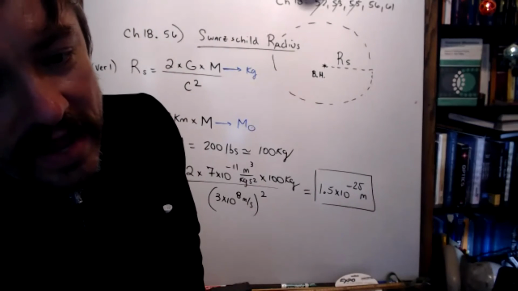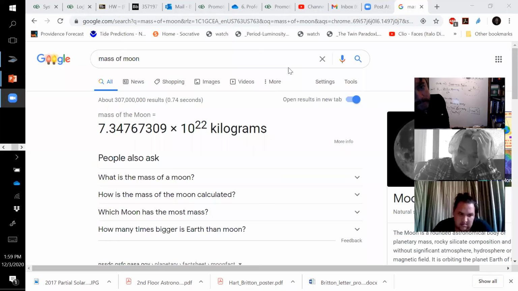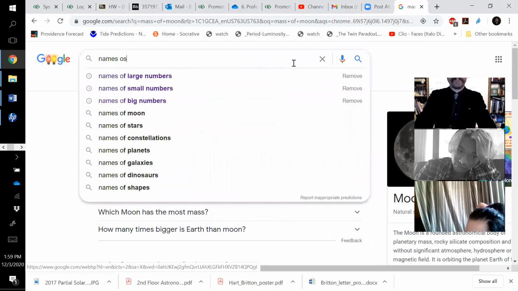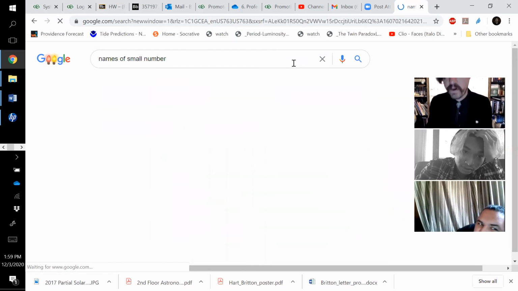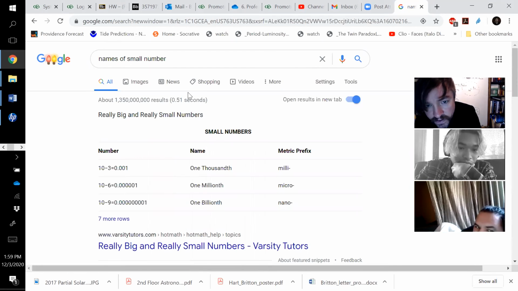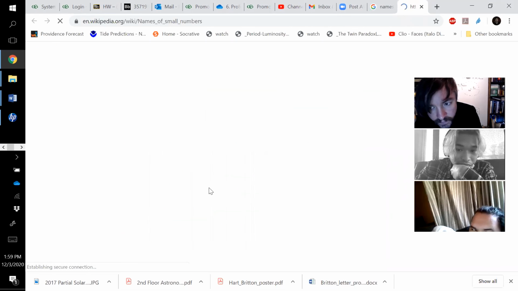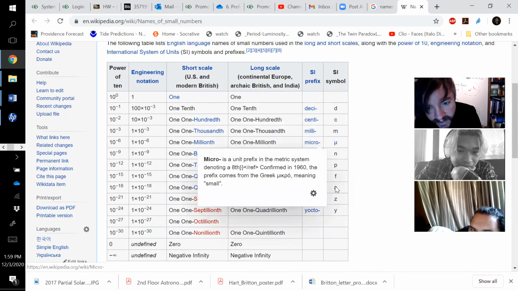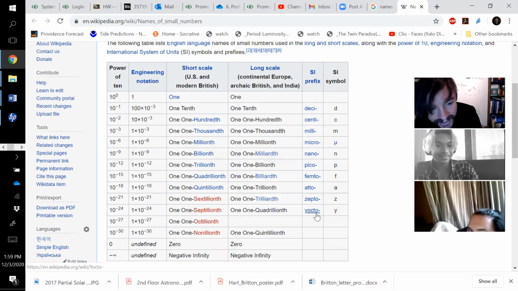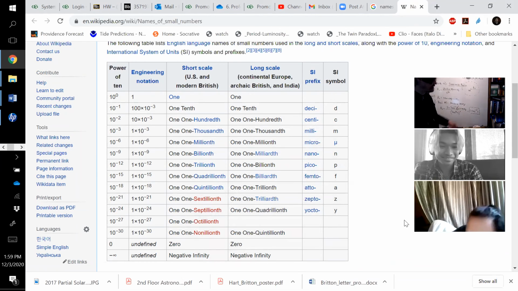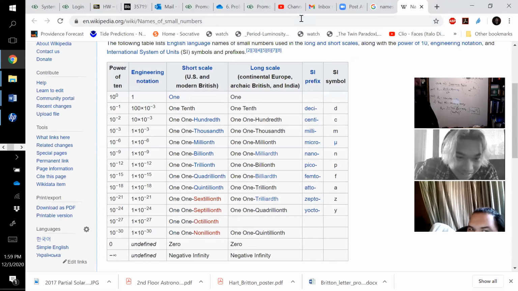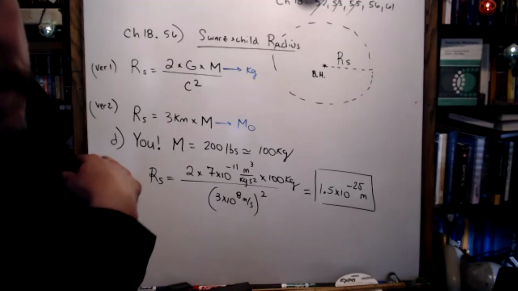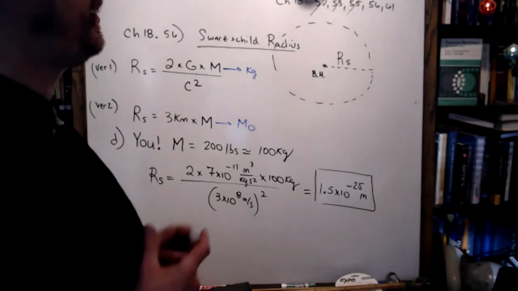Millimeters. Nano? Negative 25. Nano is 10 to the minus 9. So even smaller? I don't know what would be smaller than nano. Pico? After pico comes atto, but deci, centi, milli. Micro is 10 to the minus 6. Nano, yocto. Yoctometers, 10 to the minus 24. So how many yoctometers is this? It's 10 to the minus 24. This is smaller than a yoctometer.